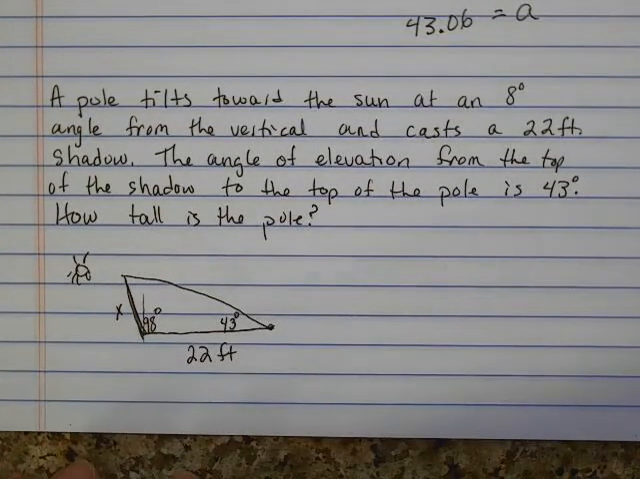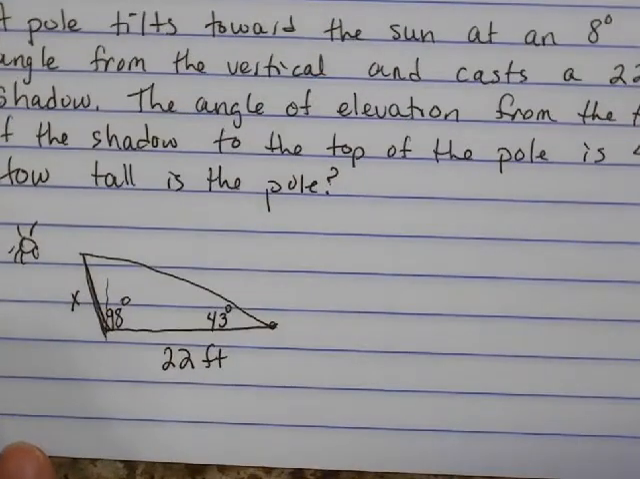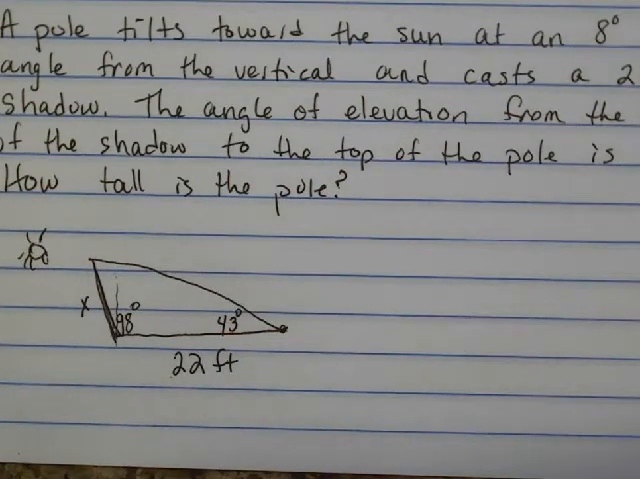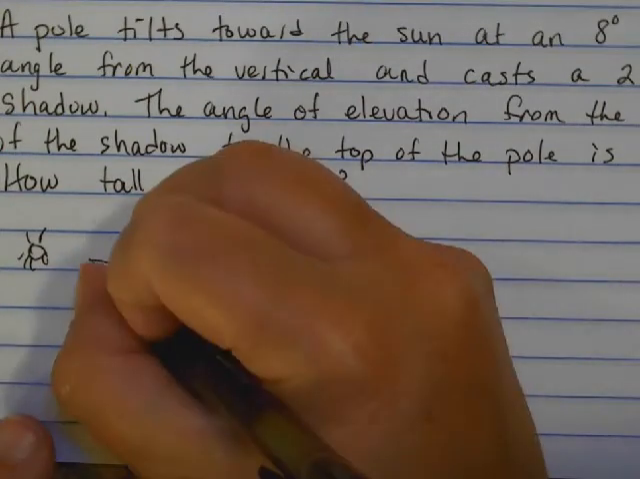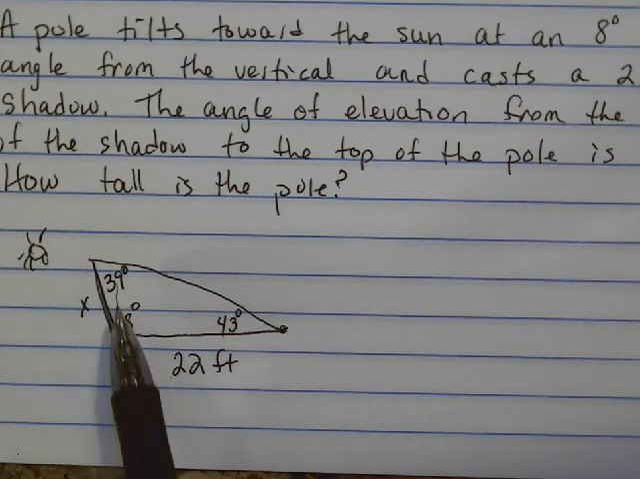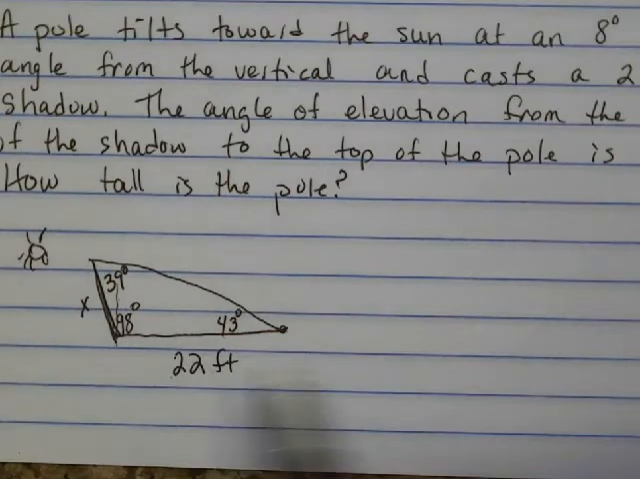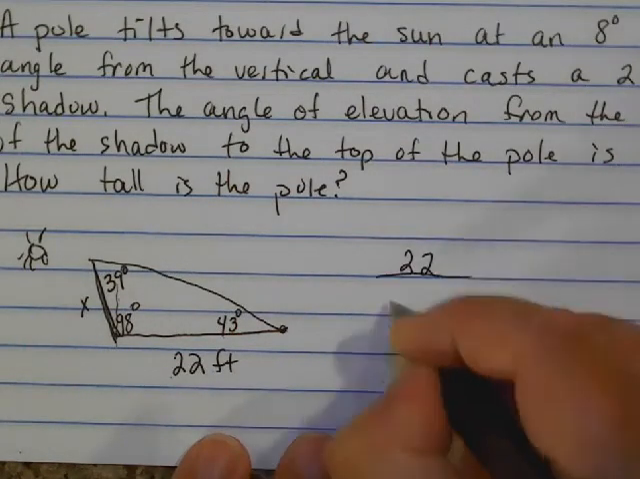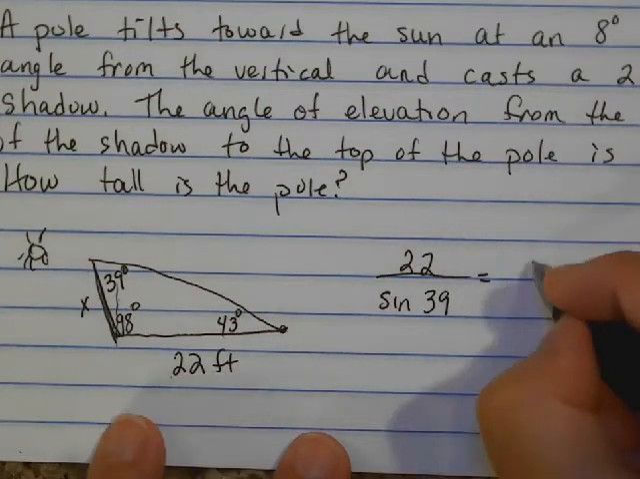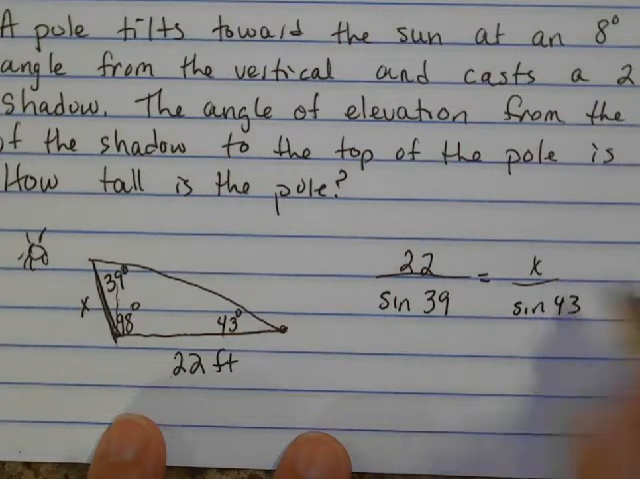So what I need is to find one place where I know the angle and the side opposite of it. Since this is the only side that I have, I really need to know this angle. And I can find that by doing 180 and subtract 98 and 43. And when I do that, I find that this angle is 39 degrees. So now I know I can use law of sines because I have an angle and I have the side opposite that angle. So I'm going to say 22 divided by sine 39 equals x over sine 43.